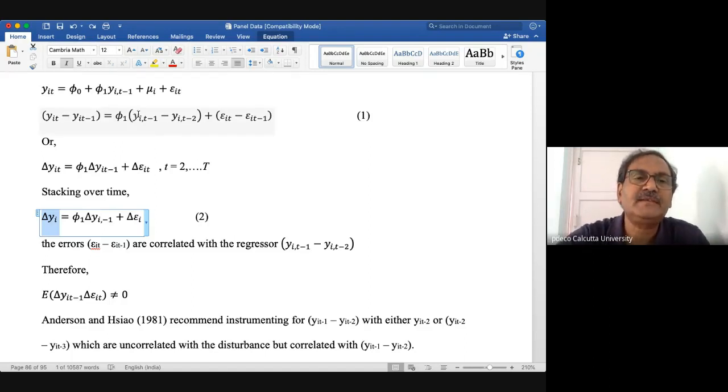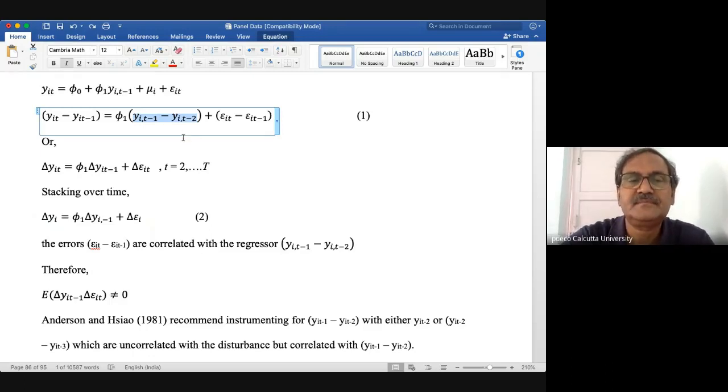If I use only yit minus 2 in estimation instead of this, then this new variable yit minus 2 will be correlated with this part but not correlated with this part. Therefore, yit minus 2 may be the possible instrument in this case.